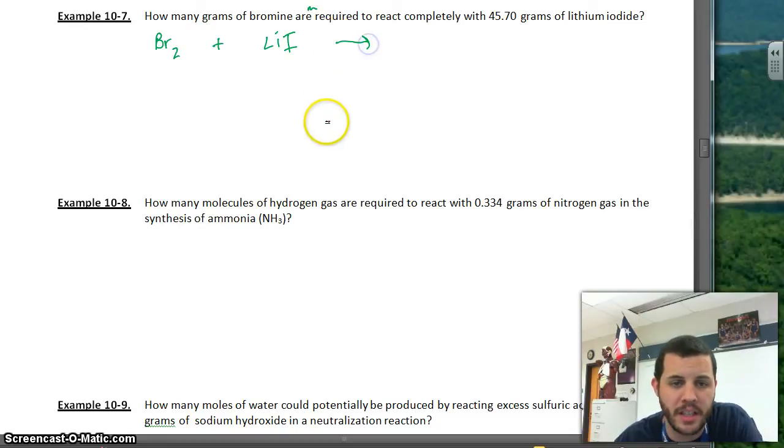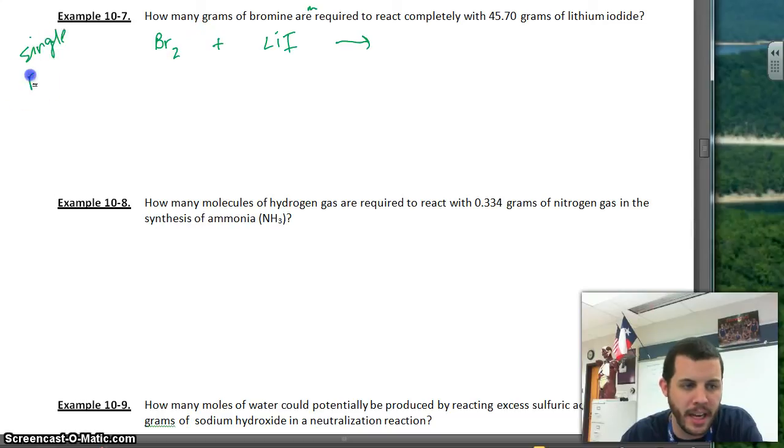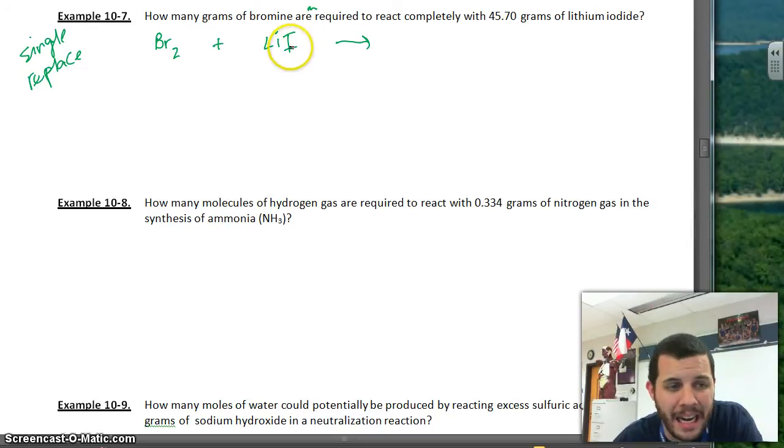Remember, this is one that we can predict the products on. So what's going to happen here is that bromine is going to switch places with iodine for a single replacement reaction. The reason that bromine is going to switch places with iodine is because they're both nonmetals. So then I'm going to end up with I2 plus LiBr.